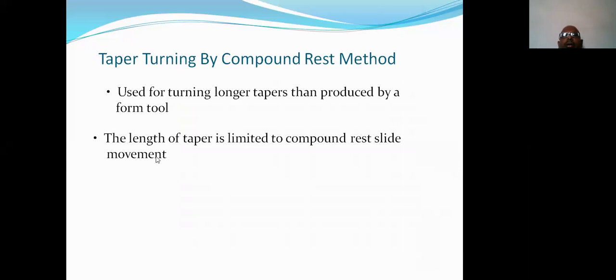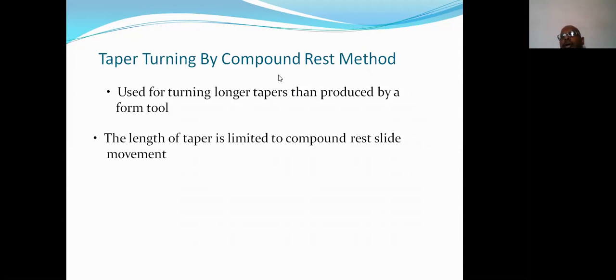In this one, the cutting tool you place in the tool post. In the previous one, the cutting tool placed in the tool post has a certain inclination. But in this compound rest method, there is no need to prepare or grind the cutting tool to a degree of angle. The cutting tool is placed as per its own geometry. So this method is useful for turning longer lengths or long tapers.